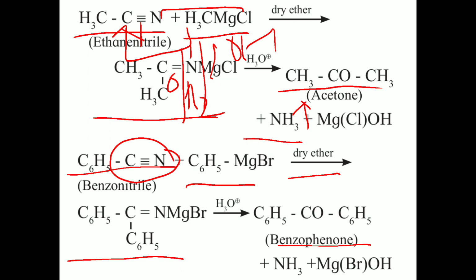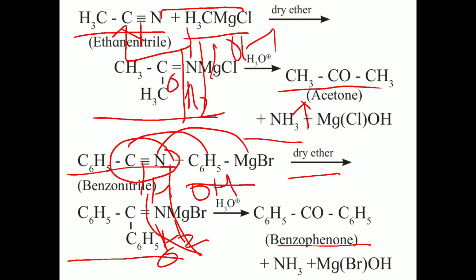Here the same has to take place, that means to this carbon atom the C6H5 group has to be attached, nitrogen Mg has to be attached, the triple bond is converted into the double bond, and acid hydrolysis reaction has to take place. Here C6H5 C double bond O C6H5, benzophenone, then here H2, again twice we use the hydrolysis, here HOH, that is NH3 plus MgBrOH we get.